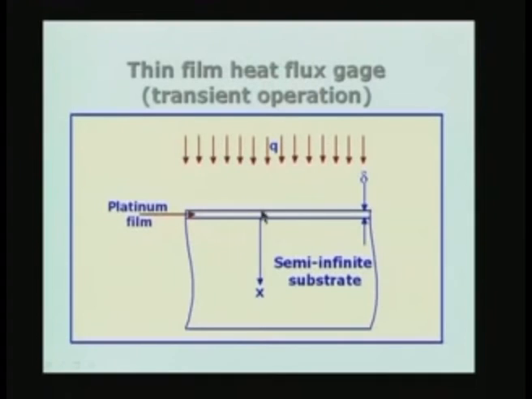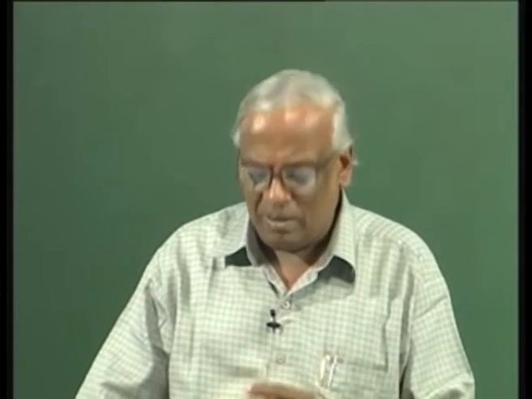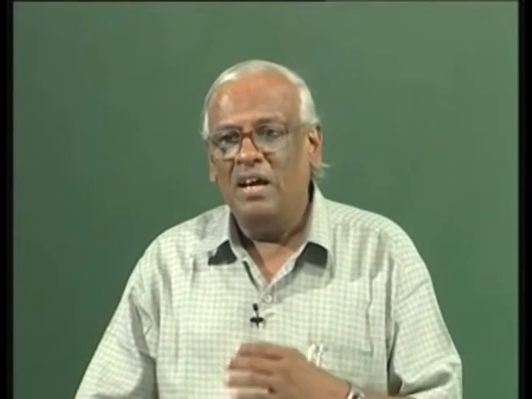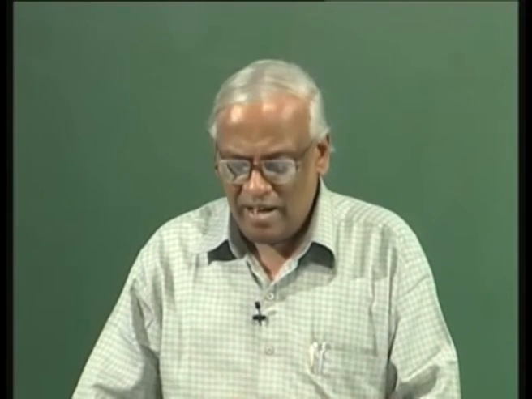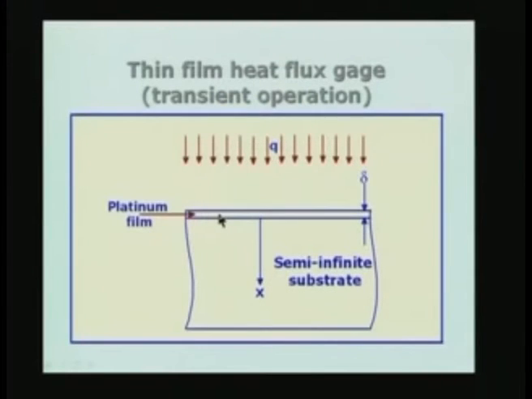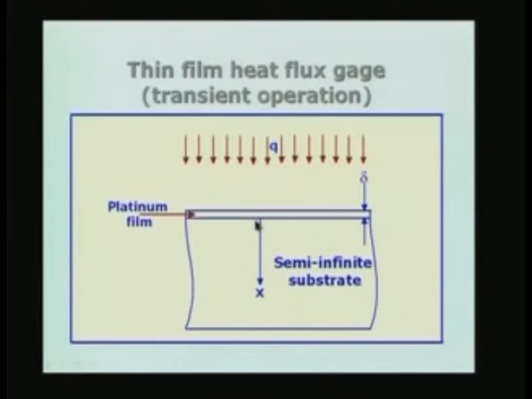If it is large enough, then the platinum film will be like it is non-existent as far as the heat transfer is concerned. It does not take part in the heat transfer. It simply responds to the temperature of the surface, and therefore the platinum film is used because its resistance will change with temperature. And if I measure the resistance of the platinum film as a function of time, I am actually measuring the surface temperature as a function of time. Okay? So, if the heat flux is constant, the surface temperature will vary in a particular fashion.